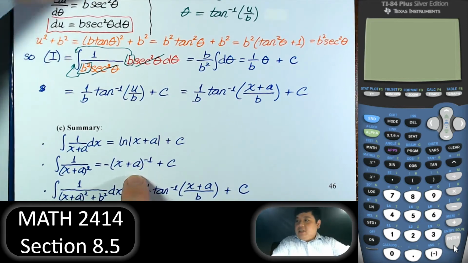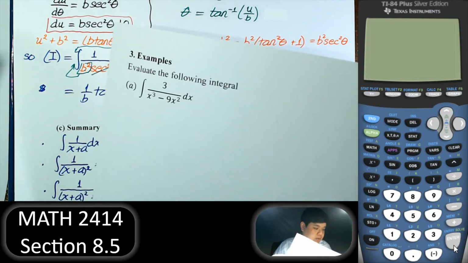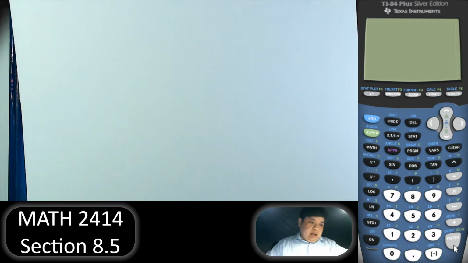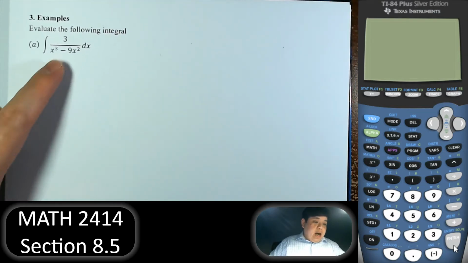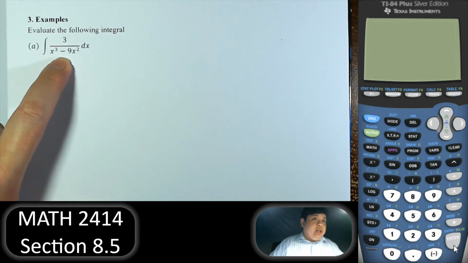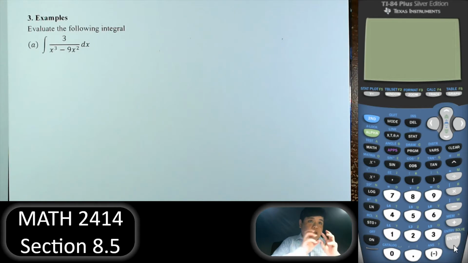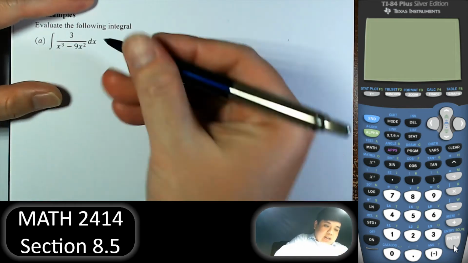I'll get back to this soon enough. But now let's go to the first example. Evaluate that integral. Before we do this, we have to be able to break down the fraction, the partial fraction, into little fractions, and then we integrate each little fraction. All right, first, that one.